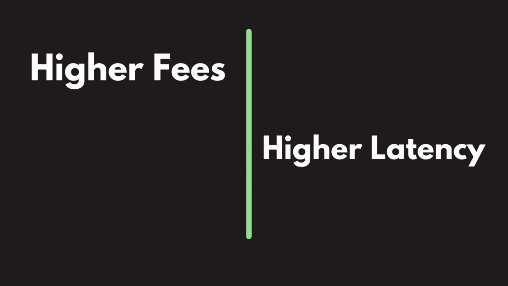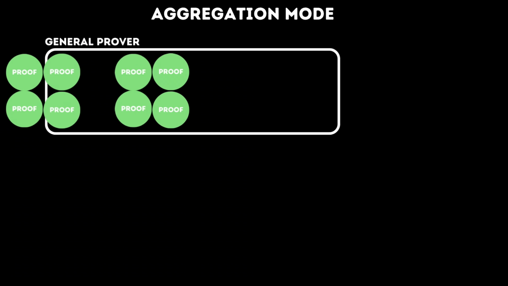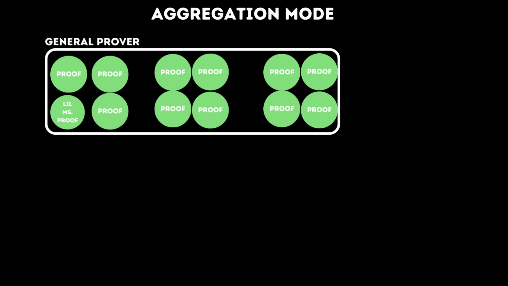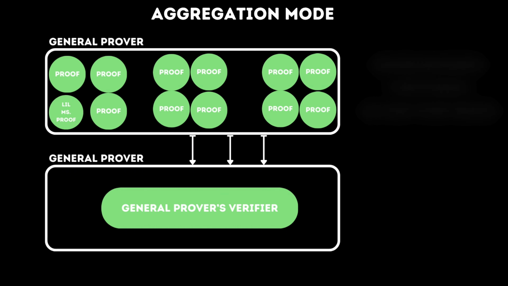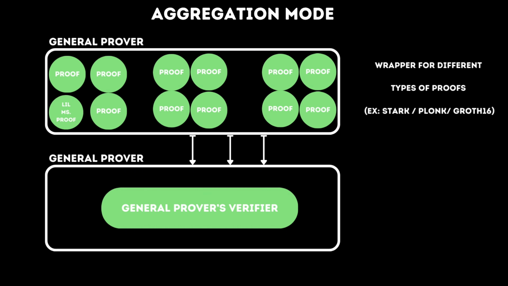Aligned also has an additional mode called aggregation mode. This mode works with proof aggregation of proofs with higher fees and latency and delivers the complete security of Ethereum. In this case, Miss Proof and the other proofs are collected together from a data availability layer. A general prover generates a proof of the verification of all the proofs. This is done by first using a wrapper for different proof types and then aggregating those proofs using recursive verification, or proofs of proofs. This shrinks the proof size down significantly so that in the last step, the proof can be posted to Ethereum.